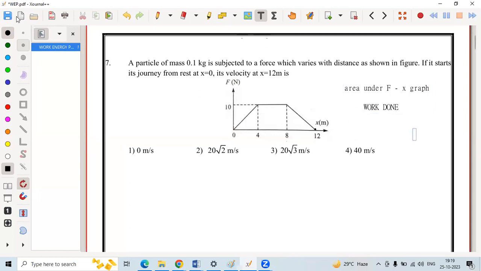I told you different ways of finding work done. Do you remember? Different ways of finding work done. Can you recollect? The first one I'll tell you: F s cos theta, or F dot S, or area under the F-s graph.